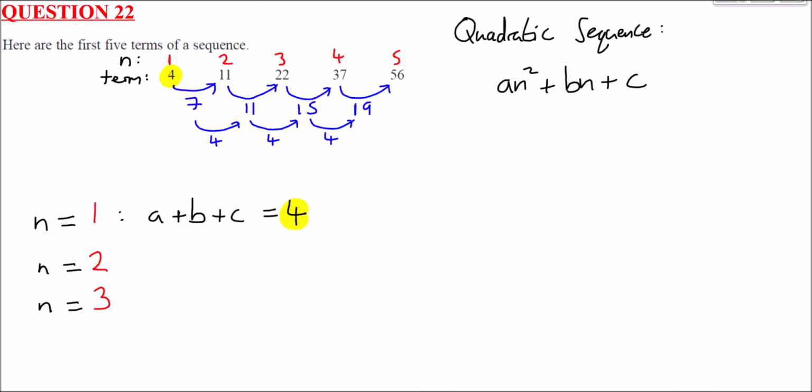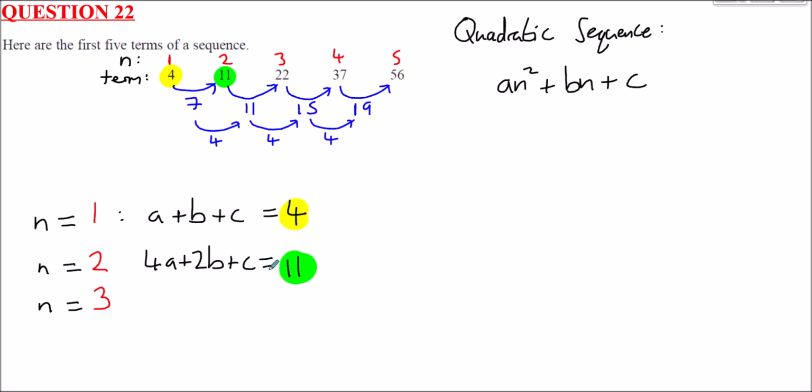We then do the same idea when n is 2. When n is 2, that's the second number, which is 11. So we take this expression for the nth term and plug in n as having a value of 2. So when n is 2, an squared becomes a multiplied by 2 squared. But 2 squared is 4, so that becomes 4a. When n is 2, bn becomes b multiplied by 2, which is 2b, and of course c is just c again.